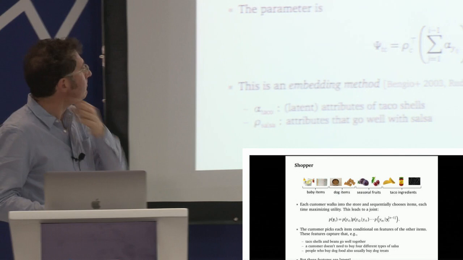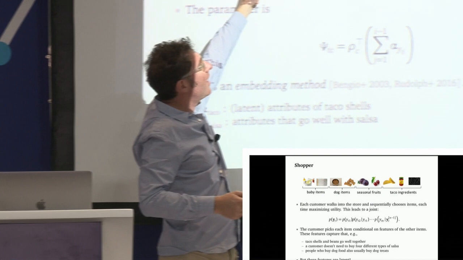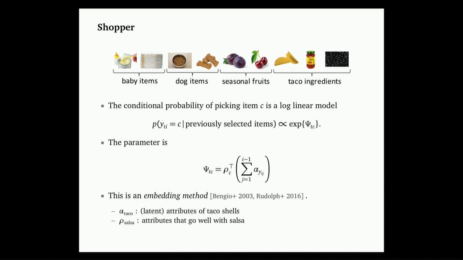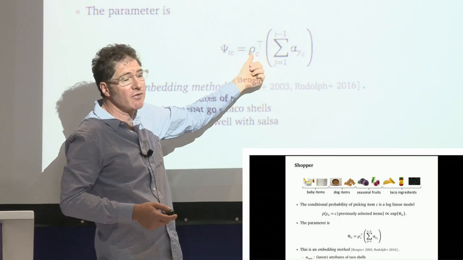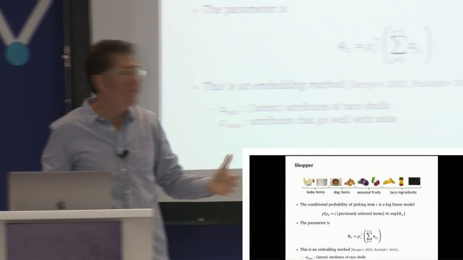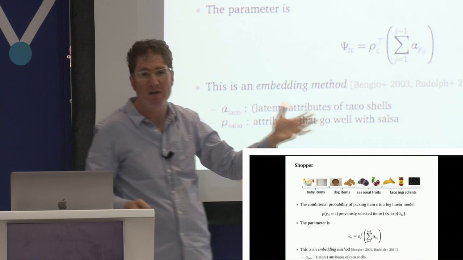All right, so the conditional probability of picking item C is a log linear model, so the probability that we pick peanut butter, given all the stuff in my basket, is proportional to exp of some value psi, where psi is a linear function of the properties of each item, so a coefficient for each item, so there's a coefficient for peanut butter, and the sum of the features of the other items in the basket. Okay? And what this really is, if you're familiar, this is an embedding model. Okay? So this is an embedding model like word2vec or something like that. It's a probabilistic interpretation of it.